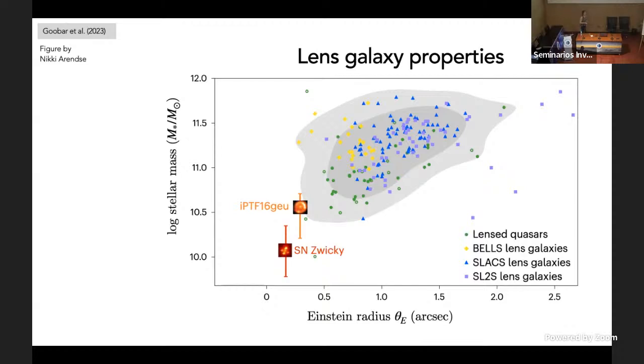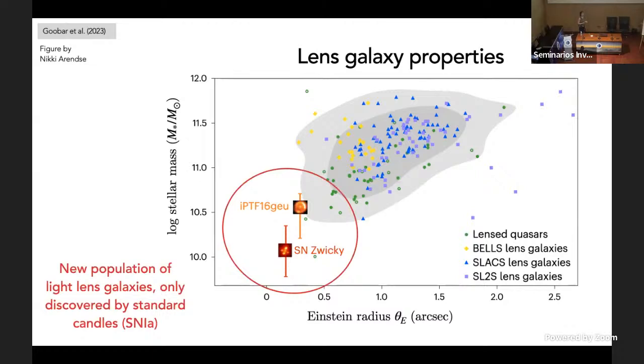And you see that supernova Zwicky and also 16 GeU, which is the other galaxy scale lens supernova, really are outliers. So they're part of this new population of low mass lens galaxies that we could only discover because they happen to be lensing a standard candle. That's why we knew it was a lens and did all these follow-up observations. So it's really cool that we're starting to see this population. And they also have particular properties.